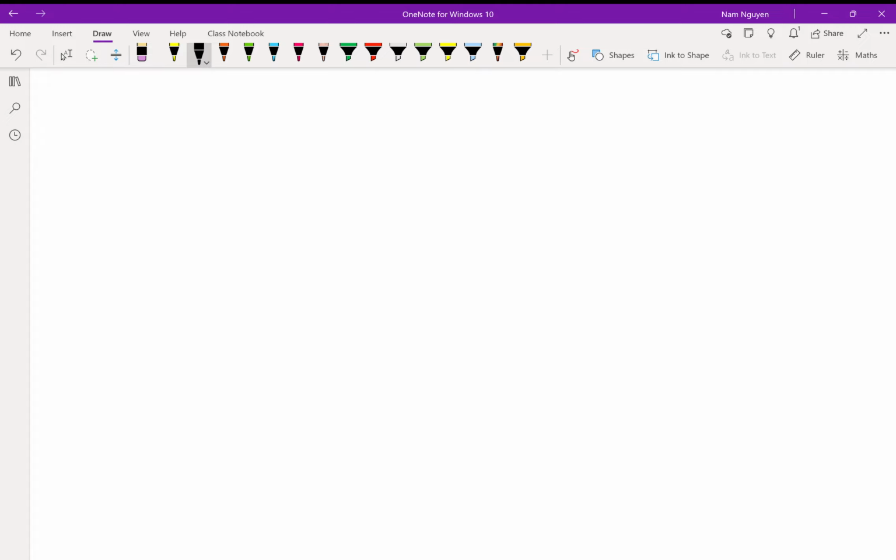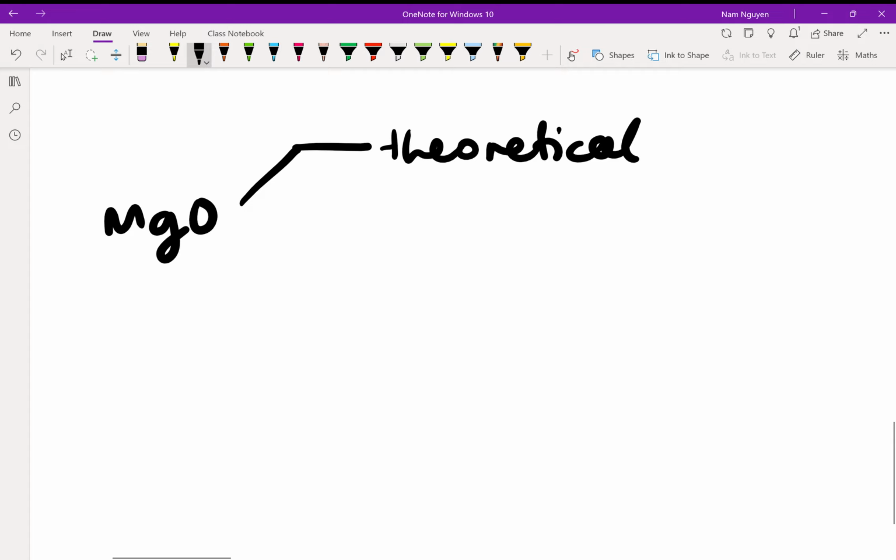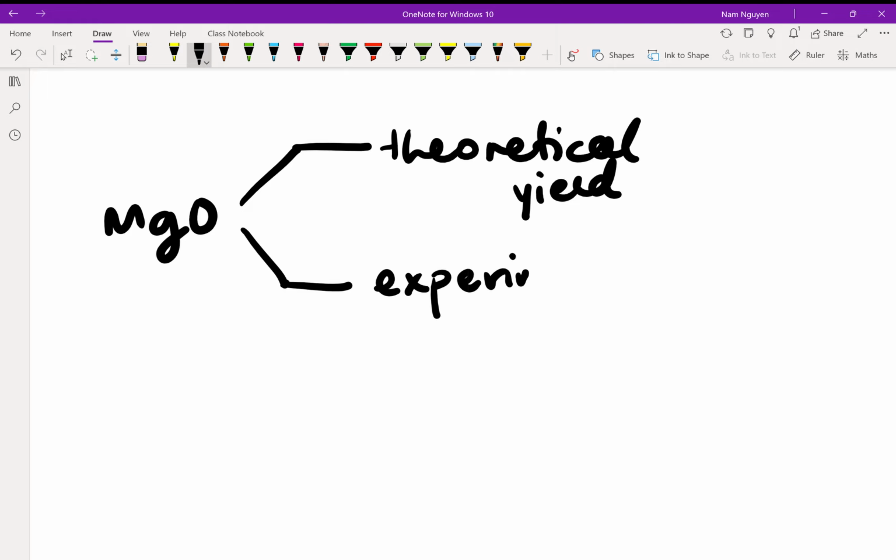One of the calculations that you need to do, in terms of your magnesium oxide, is a theoretical yield and an experimental yield. Okay? What do I mean by that?